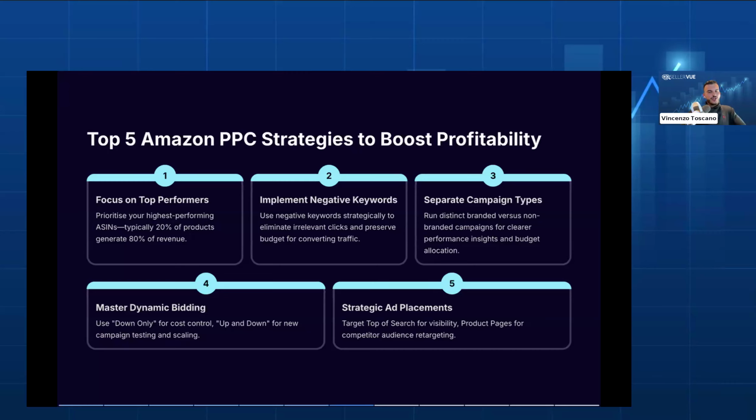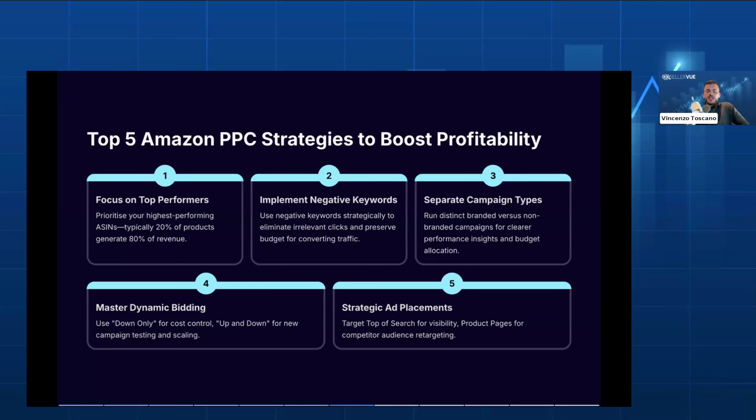Separation of campaigns, huge thing. I keep seeing, in 2025, people combining exact with phrase and broad. That's a killer for me every single time I see that. You need to make sure segmentation is in place, not only at the keyword targeting type, but also at the product level. Bidding, big thing. If you don't have proven data on a specific keyword, you should never be doing up and down. You should always focus on either fixed bids or down only.